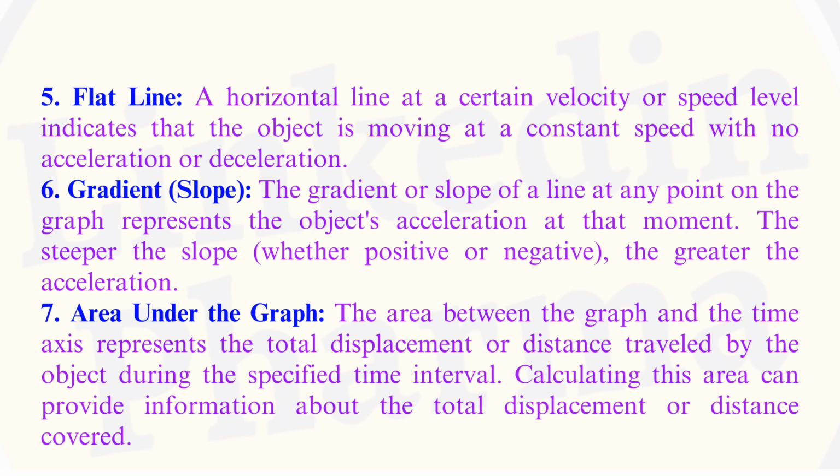6. Gradient, slope. The gradient or slope of a line at any point on the graph represents the object's acceleration at that moment. The steeper the slope, whether positive or negative, the greater the acceleration. 7. Area under the graph. The area between the graph and the time axis represents the total displacement or distance traveled by the object during the specified time interval. Calculating this area can provide information about the total displacement or distance covered.